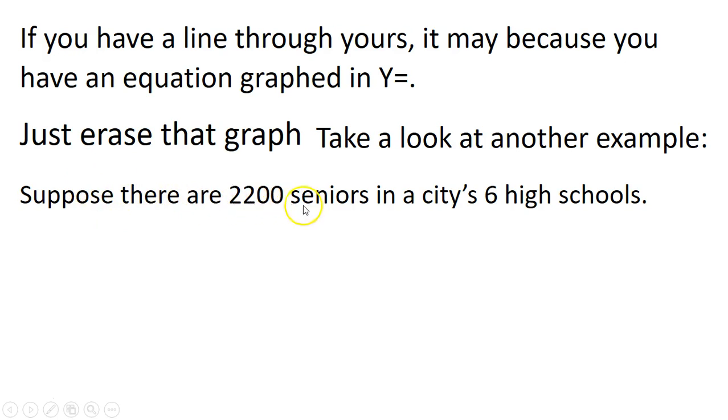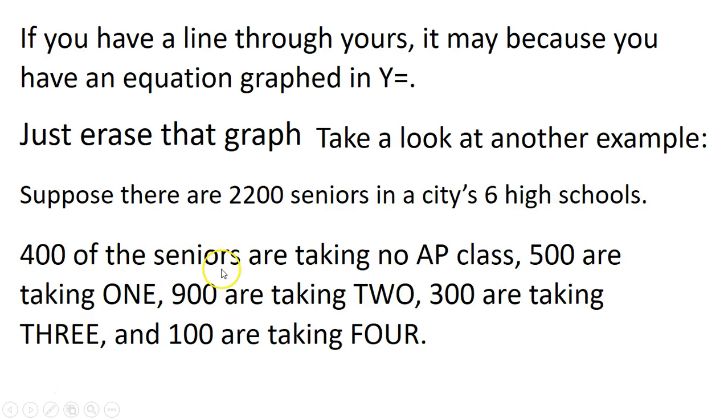Suppose there were 2,200 seniors in a city's 6 high schools. 400 of the seniors are taking no AP classes, 500 are taking 1, 900 are taking 2, 300 are taking 3, and 100 are taking 4. So there you go.